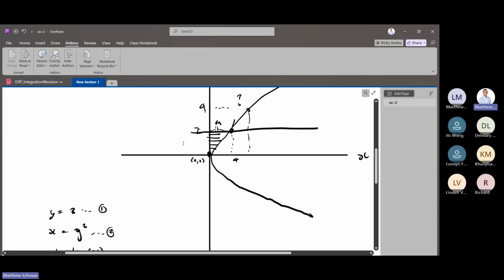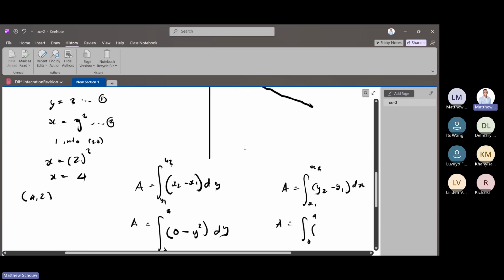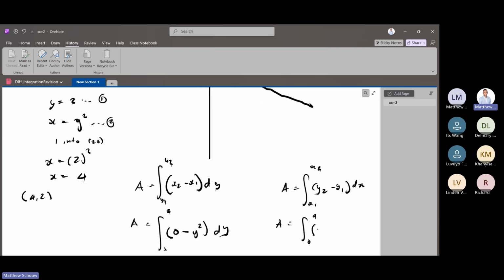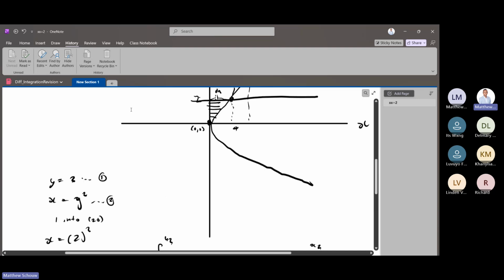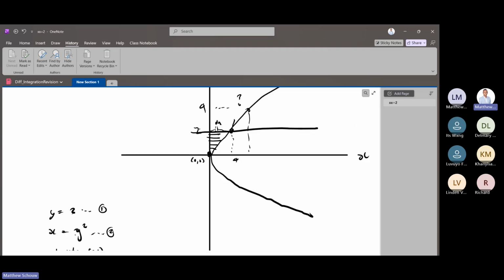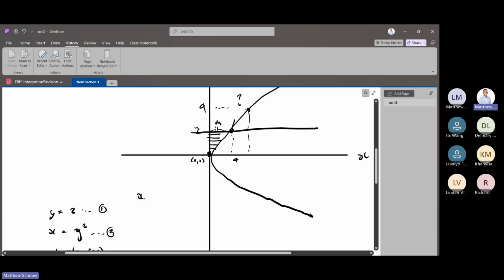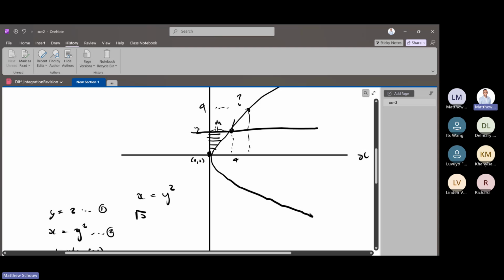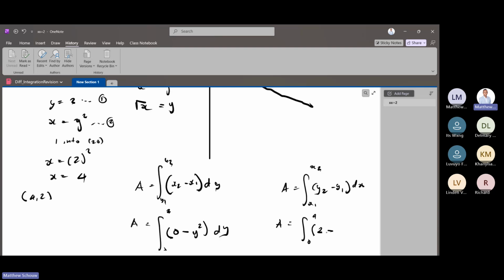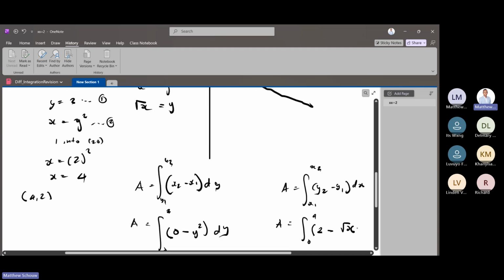And over here on the x side, it's 2, so that's going to be fine. It's going to be 2 minus y1, and we have to work out what y1 is, because that's in x. So y1 should be, x equals root y squared. We've got to put it in terms of y now. So that would be root x equals y. Therefore, this would be 2 minus root x dx.